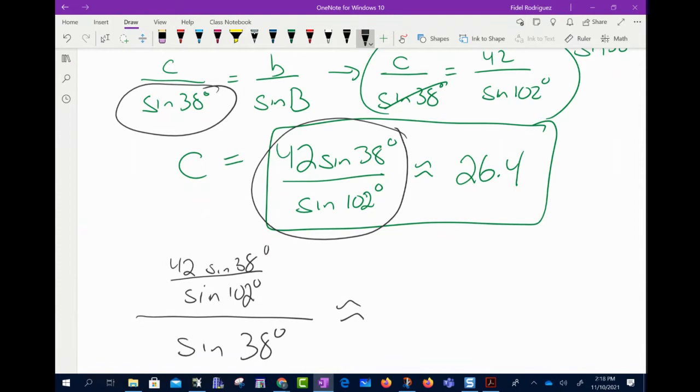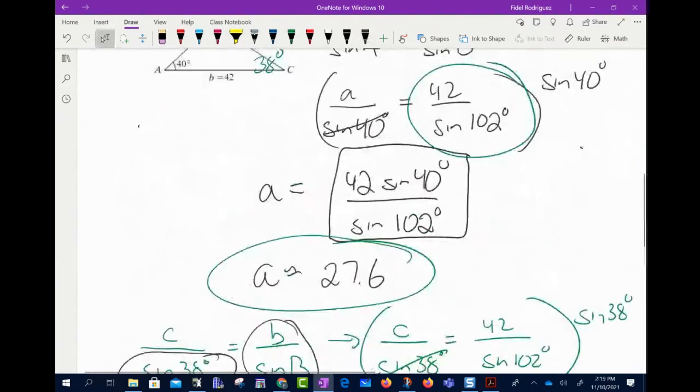I'm trying to figure out what your question is, though. That would be equivalent to taking the little b and dividing it by the sine of B. It should work, right? So try it. Take 42 divided by the sine of 102 and see if you get the same number. Yeah, you would get the same thing.